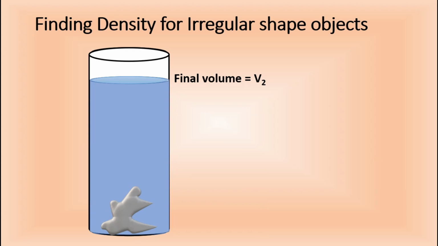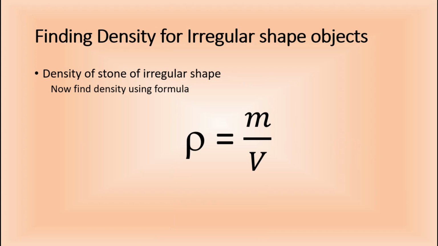Then to find out the volume of the object in water, we use this formula. That is V2 minus V1, and that gives us the volume of the object. After this, we use our formula, density is equal to mass per unit volume. While mass is calculated using digital balance and volume of the object is calculated by water displacement method.